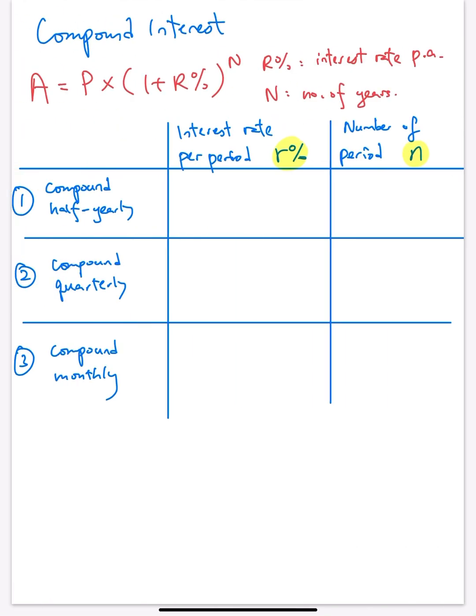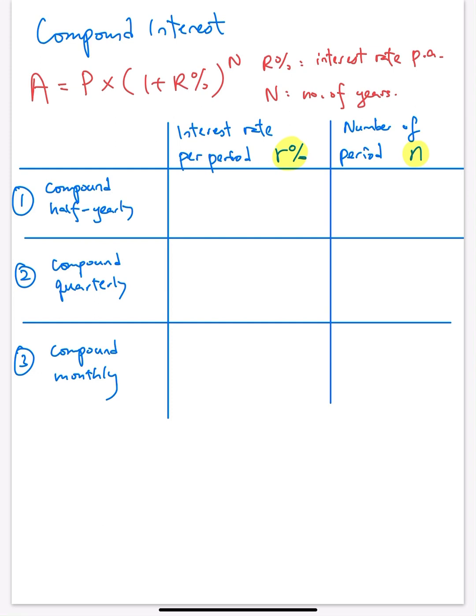So if you want to calculate the compound interest, you first of all need to find out the amount, which can be found using the principal times (1 plus r%) to the power of n. The big r% is the interest rate per annum, which means the interest rate in the whole year, and n is the number of years that you want to deposit your money into the bank. Okay, but sometimes we don't only compound yearly, we may also have three different cases.